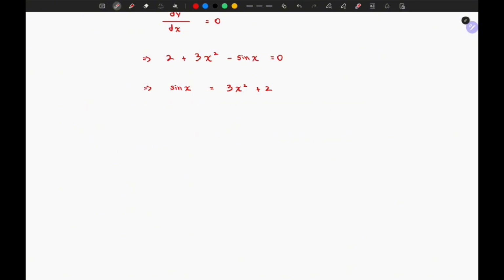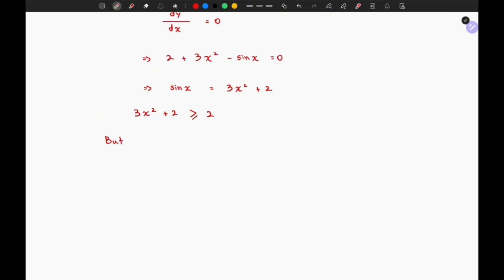Let's say I substitute the value of x equals 0 into this equation, we get sine x equals 2. Or if I substitute a negative value of x, we will still get a positive value since there's a square at the front. So it's just a fact that 3x squared plus 2 will always be greater than or equal to 2.